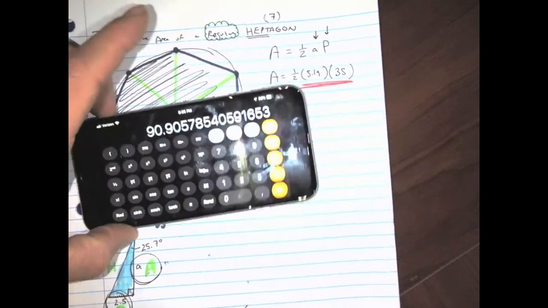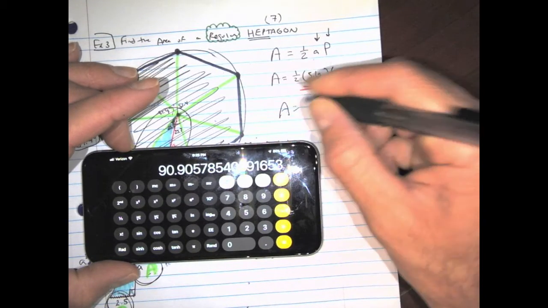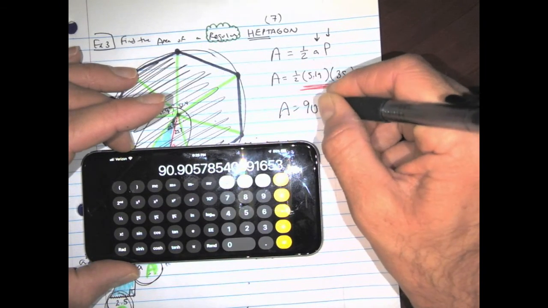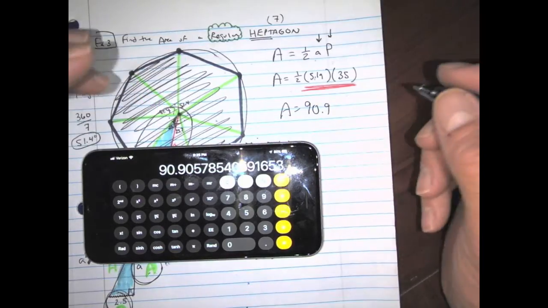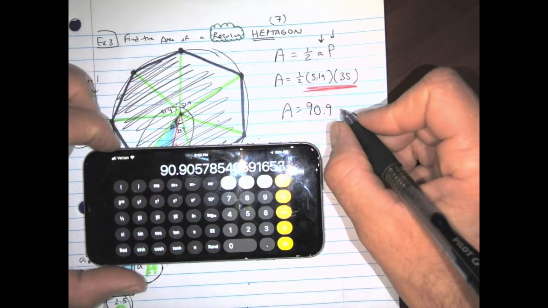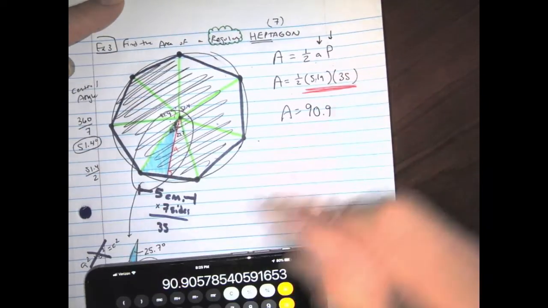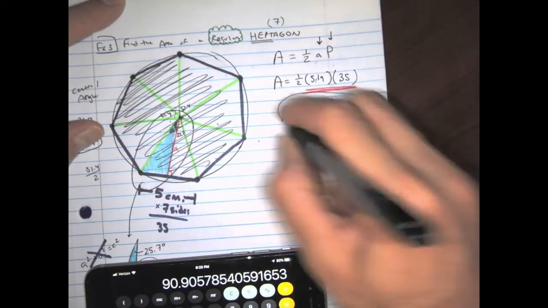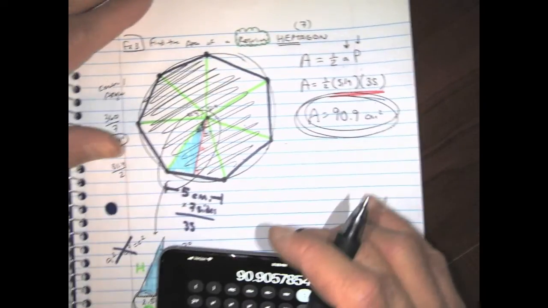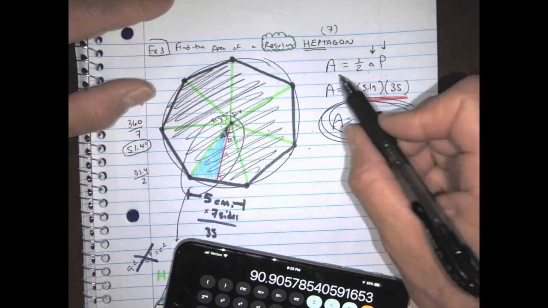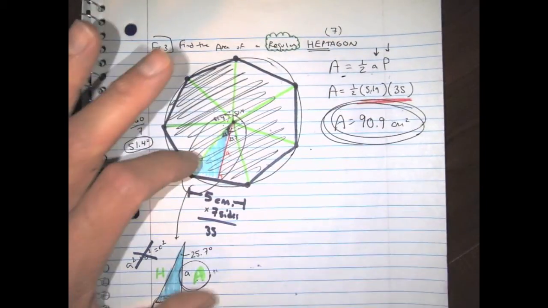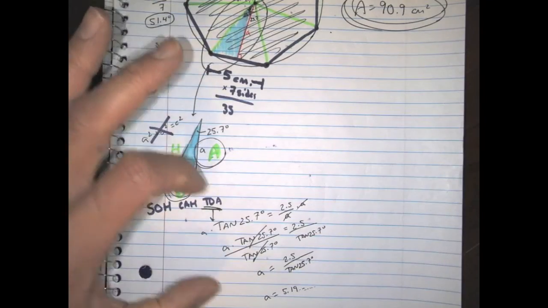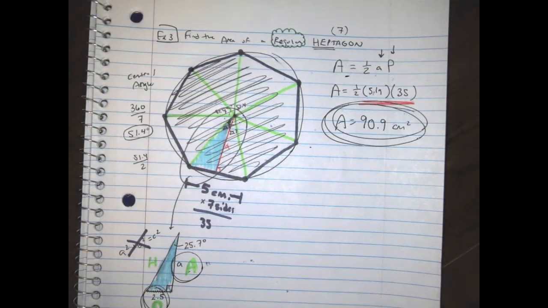Here's your answer. The area of the heptagon is 90.9. Let's round to the nearest tenth. 90.9. And what are my units? Centimeters squared. That's it, folks. 1/2 little a big P. Use the equation. Use SOHCAHTOA when you need to, and I'll get you the answer every single time.